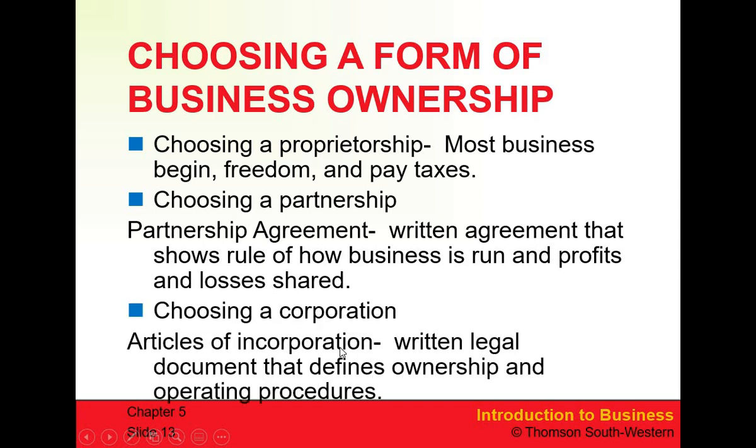Choosing a corporation, this is when you want to break away and have some protection. Corporations are a separate legal entity, but the problem is then you're going to get double taxation, because you're going to get taxation on your personal income and your corporation. Articles of incorporation are, again, kind of like a partnership agreement. It's a written write-up of how things are going to operate and run within your business.